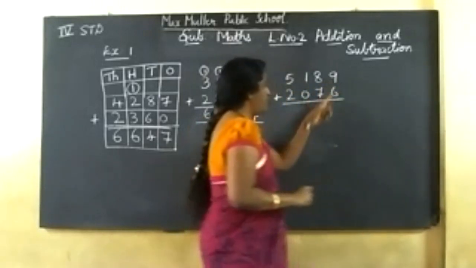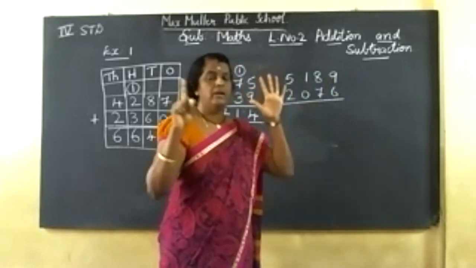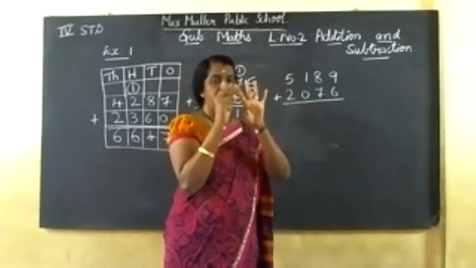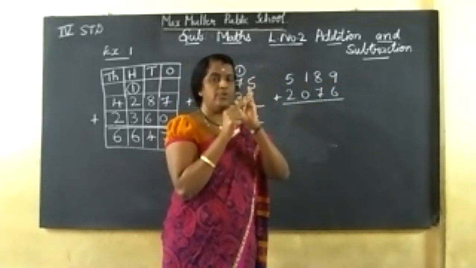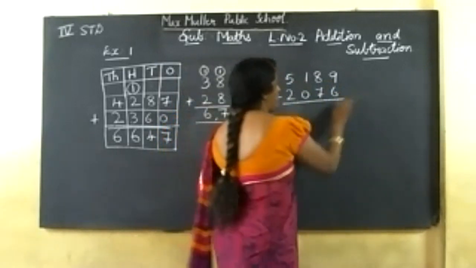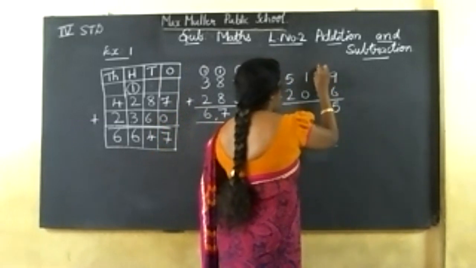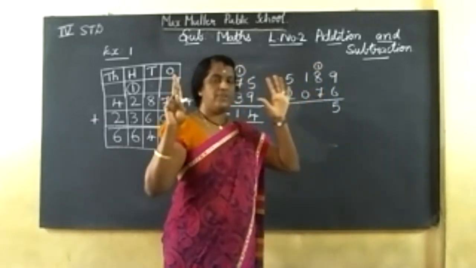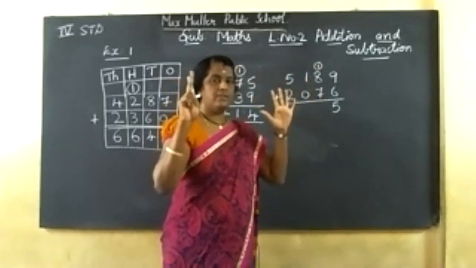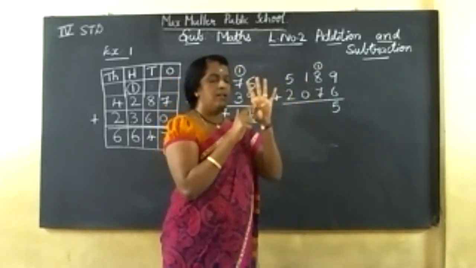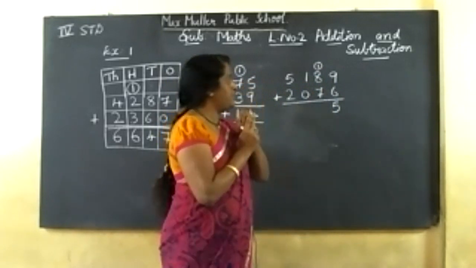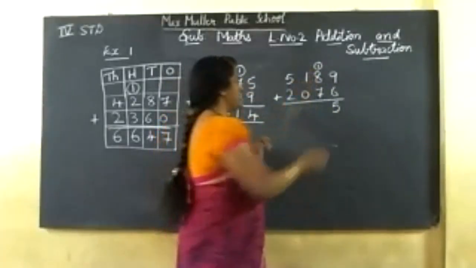Yes, 9 in the mind, 6 on my finger. After 9, 10, 11, 12, 13, 14, 15. 15 means 5 here, 1 carry here. 8 in the mind, 7 on my finger. After 8, 9, 10, 11, 12, 13, 14, 15. Plus 1, 16.